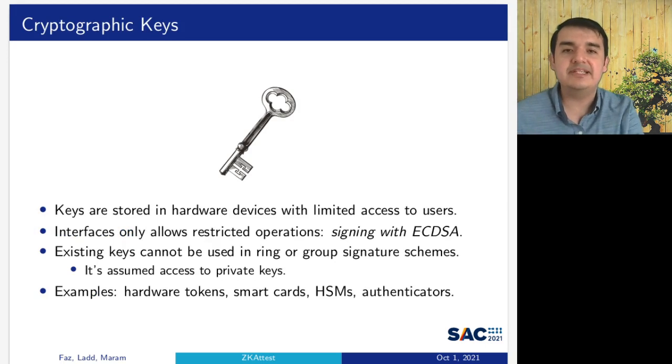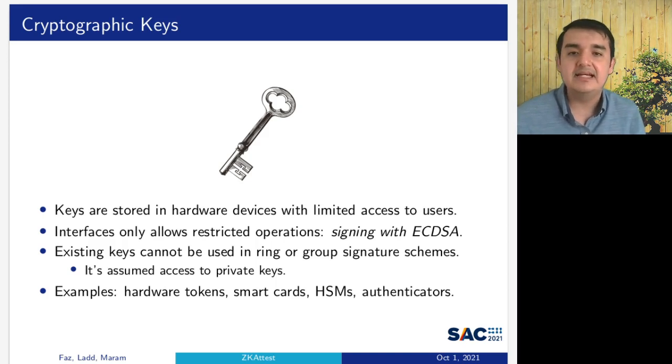The increasing use of public key cryptography enforces the use of secure mechanisms to store keys securely. It is common to find hardware devices with private keys embedded, and these devices only provide limited access to users, for example, restricting the operations that can be done with the key, such as only signing with ECDSA. Another disadvantage is that this key may not be used in ring and group signature schemes, because these schemes usually assume access to the private key. Some examples of these situations are hardware tokens, smart cards, HSMs, and hardware authenticators. So let's look more closely at this latter case.